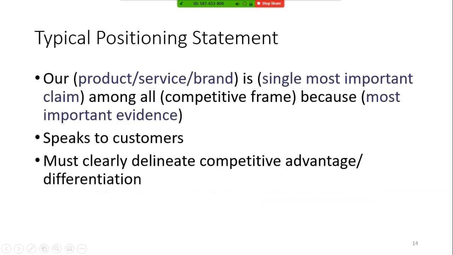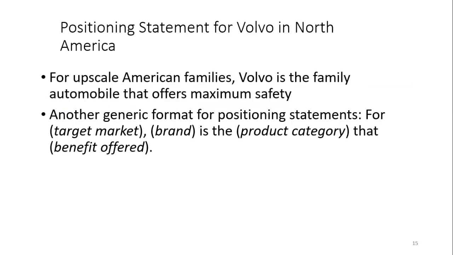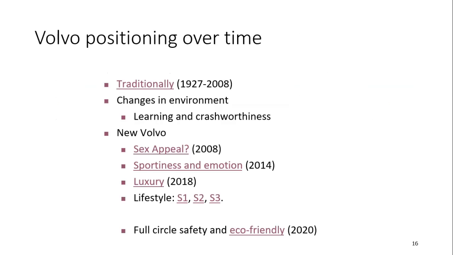So a positioning statement typically will look like this. Our product is among all comparative frames. So who are you competing against? Okay, let's try that again. Our typical positioning statement will be our product or brand is, and then say what your single most important claim is, or aspect that you're trying to differentiate yourself in among all competitors, because, and then provide some evidence that supports your claim about your positioning statement, right? And here you have the example of Volvo, right? For upscale American families, Volvo is the family automobile that offers maximum safety, right? And here you have an alternate positioning statement. And I've already walked you guys through how Volvo has changed over the years.